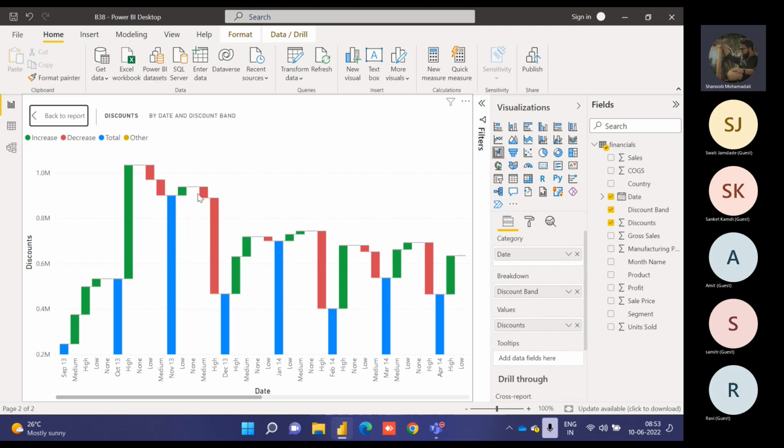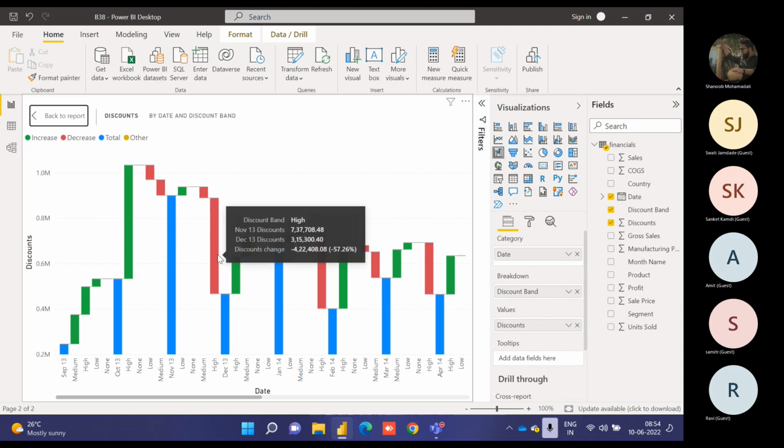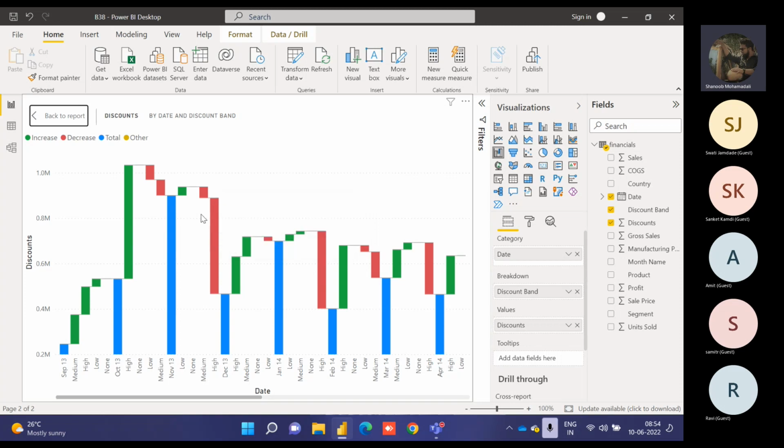So when you see that this is decreasing, that means compared from November to December, this red one. For the discount band medium, November's discount was 157,352, and now that has decreased to 108,189 in December. That's why you see this much decrease. So the higher the decrease, the higher the height of that bar. And the lower the increase value, the lower the number here.